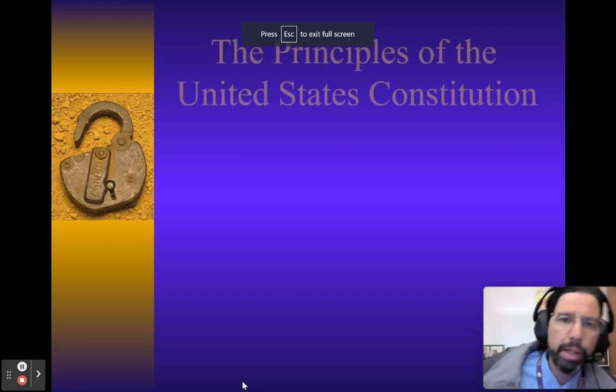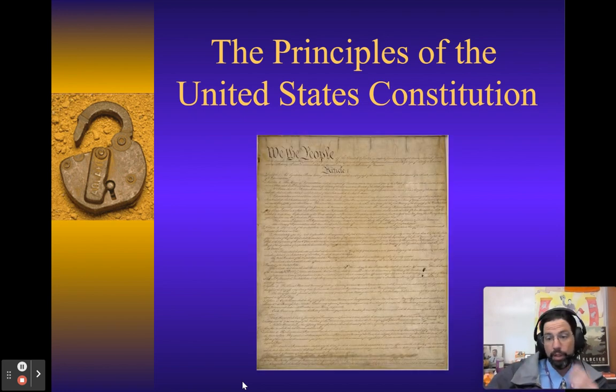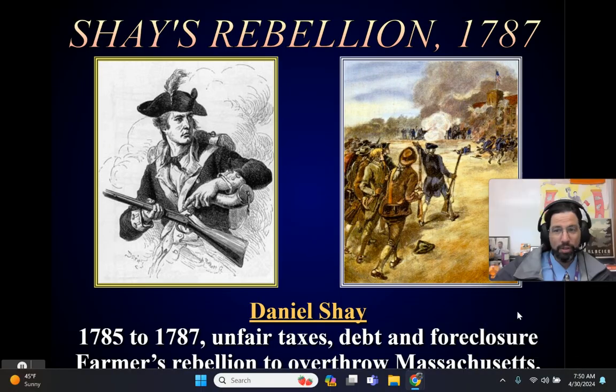Okay, ladies and gentlemen, let's talk about the principles of the United States Constitution. And let us remember that the United States Constitution is the document that actually creates the government of the United States. And remember, it is version number two. The original was the Articles of Confederation, where we left off last time on the last episode of the Constitution.